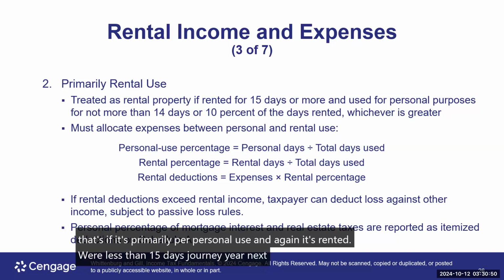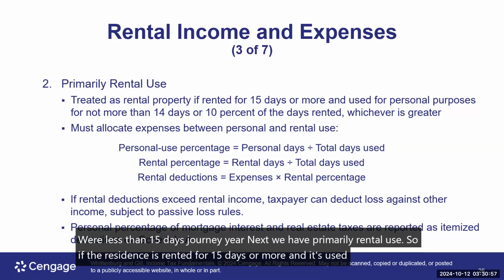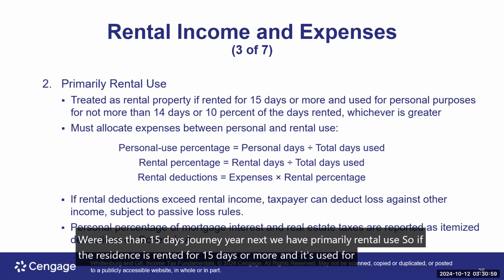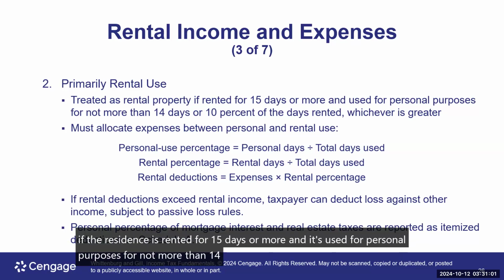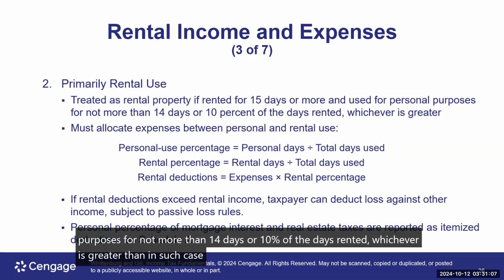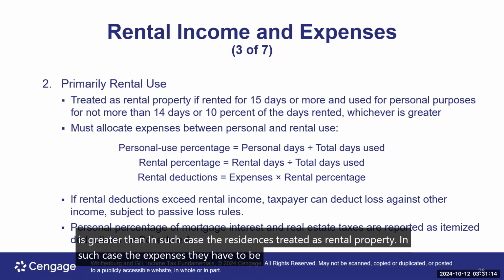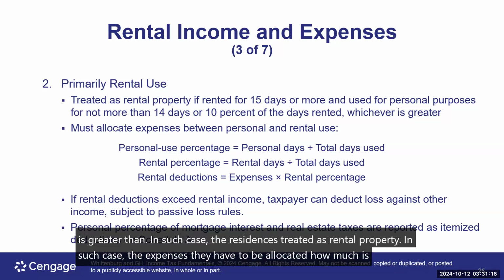Next, we have primarily rental use. So if the residence is rented for 15 days or more, and it's used for personal purposes for not more than 14 days, or 10% of the days rented, whichever is greater, then in such case, the residence is treated as rental property. In such case, the expenses have to be allocated. How much is personal usage? How much is rental usage?